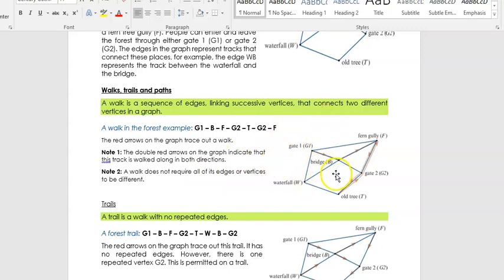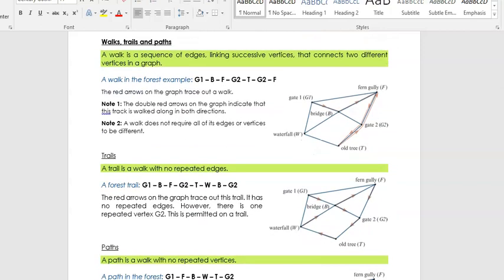So we don't really cover any of the waterfall or any of these edges here. It doesn't matter. It's just a walk. It's just a very generic walk. So you say, I'm going for a walk, you kind of wander around. But then we get into specific ones where a trail is a walk with no repeated edges.